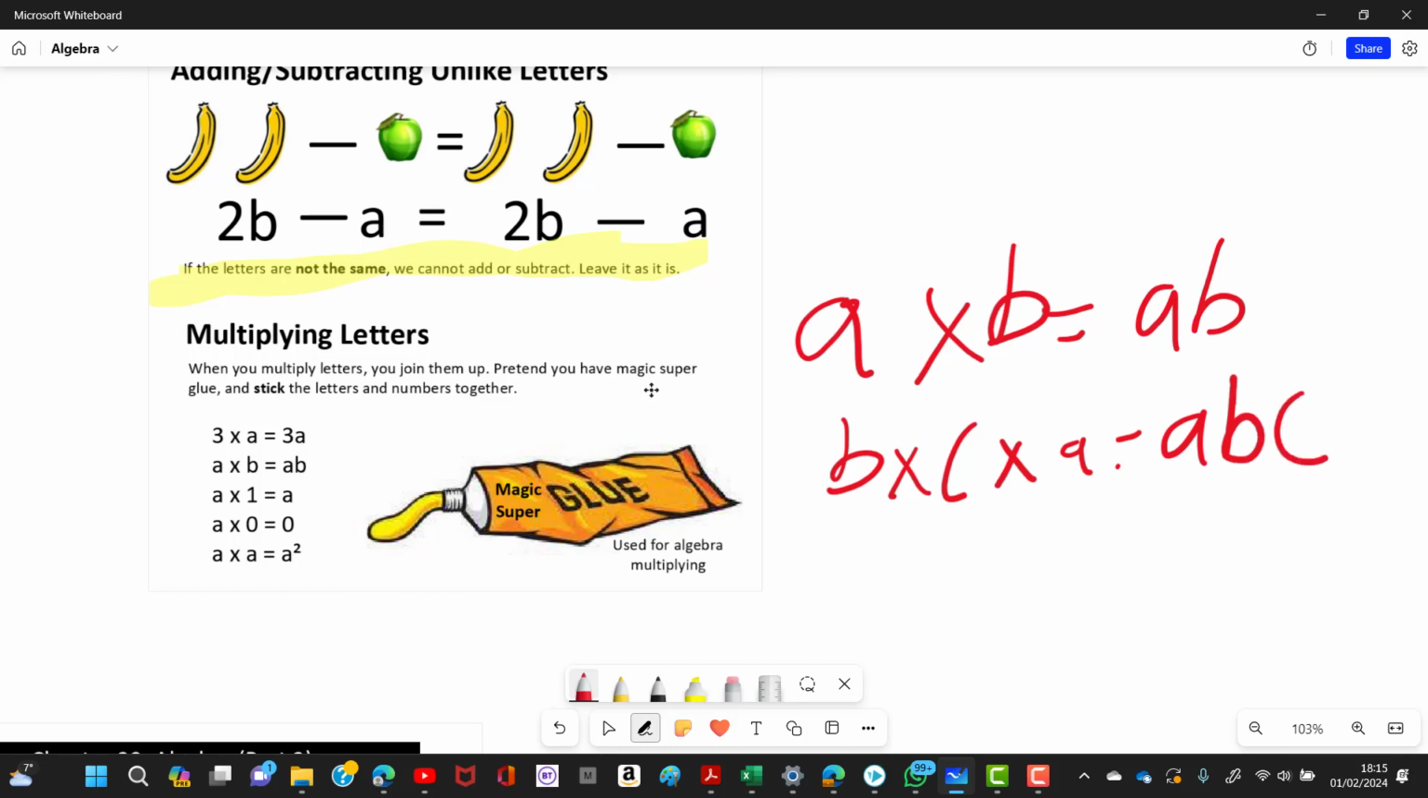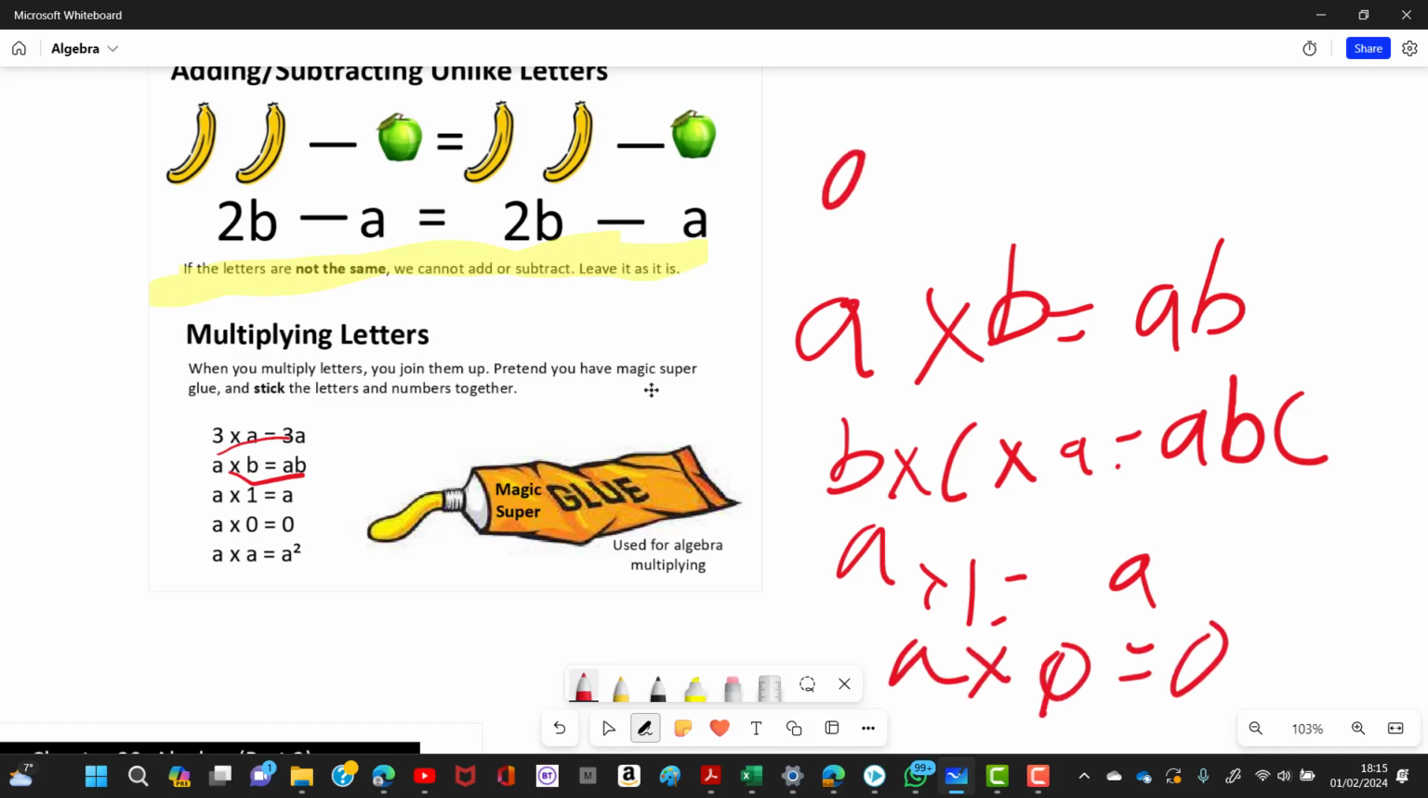So 3 times A is 3A. A times B is AB. And A times 1 is 1A, but because there's only one A already there, we don't need to add the 1. We just say it's A. A times 0 is 0. Anything times 0 is 0. So if you have ABC times 0, it's still going to be 0.